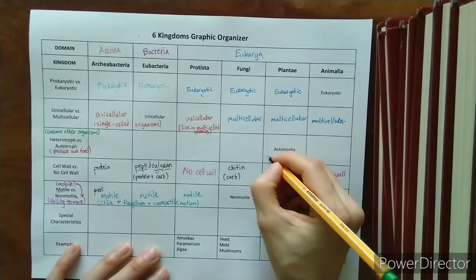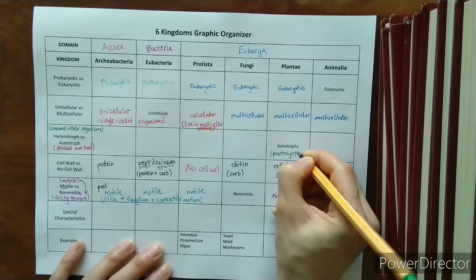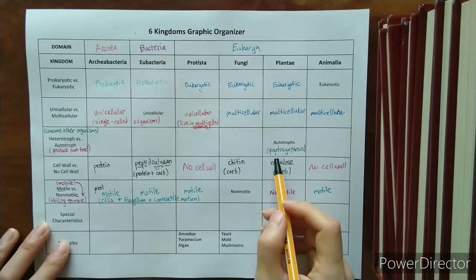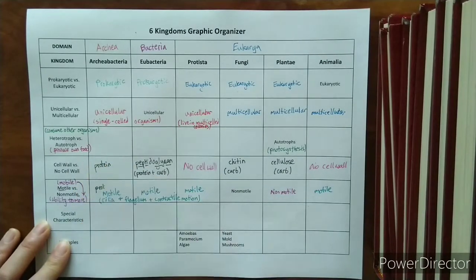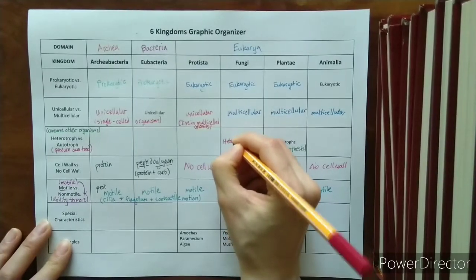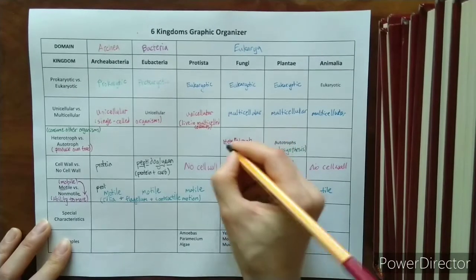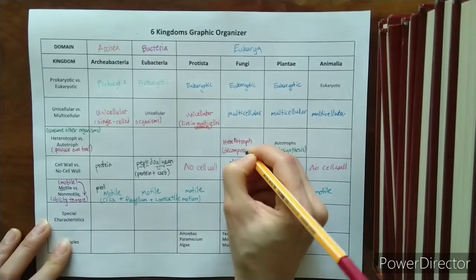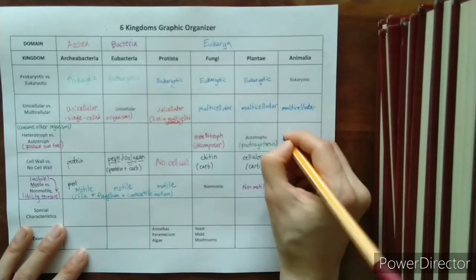The only true autotroph was a plant because it could do photosynthesis, i.e. using the sun's energy to make its own food. After that, fungi and animalia are going to be heterotrophs. Remember that fungi are going to be the ones who feed on dead or decaying matter. So I'm going to call them a decomposer because they break down dead or decaying organisms. Animals are also heterotrophs.